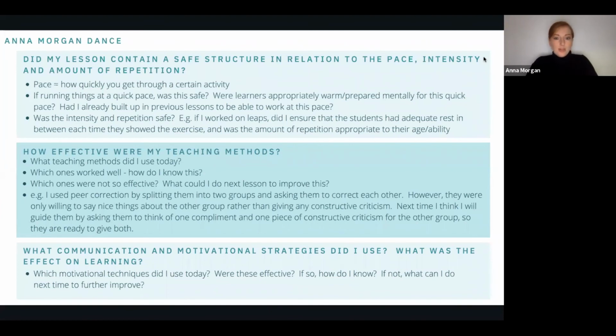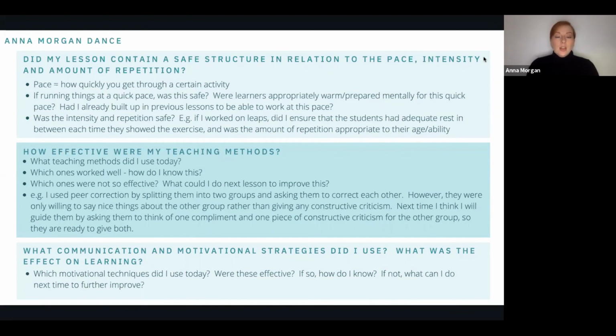Here's an example for you. What could I improve on next time? So, e.g., I used peer correction by splitting them into 2 groups and asking them to correct each other. However, they were only willing to say nice things about the other group rather than giving any constructive criticism. Next time, I think I will guide them by asking them to think of one compliment and one piece of constructive criticism for the other group, so they are ready to give both.